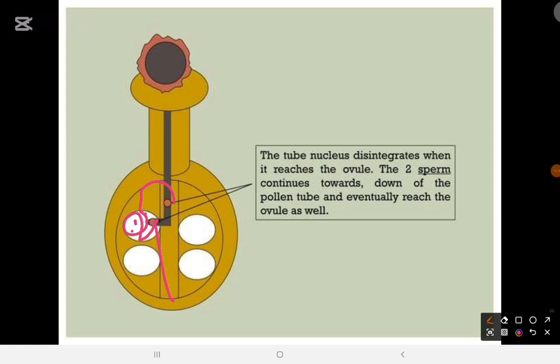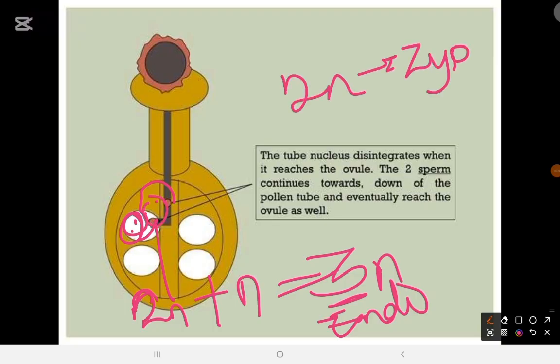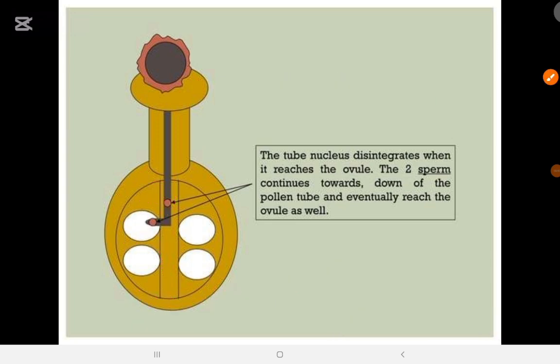Remember, this one is haploid, these two diploid. So because they have a diploid, or 2N cell, and a haploid cell, we create a triploid, 3N, which is endosperm, right? And this guy here creates a diploid zygote after fusing with the egg cell.